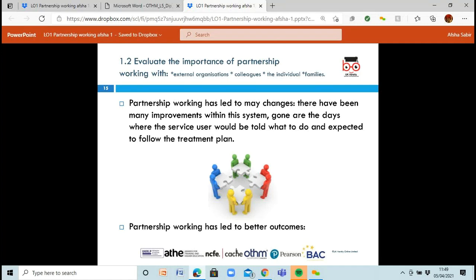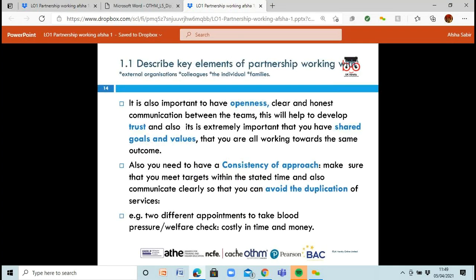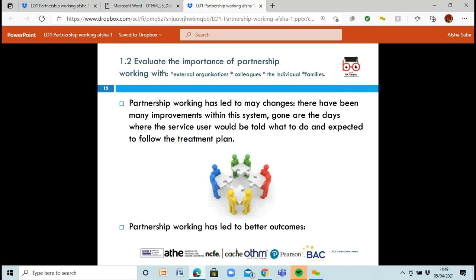And that 1.2 is very similar again. Before, we were just looking at describing key elements, but now we're looking at the importance. So it's very similar again. And then again, it's with external organizations, colleagues, individuals, and families. So we just bunched it all together here.